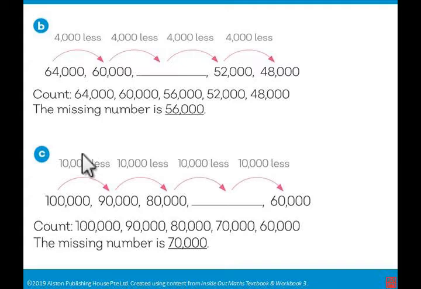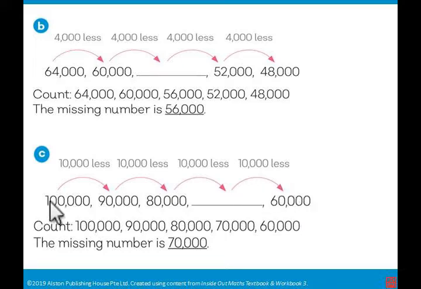Let us see. 10,000 less. So we have 100,000 less 10,000 is 90,000. 90,000 minus 10,000 is 80,000. Minus 10,000 and mine is 60,000.